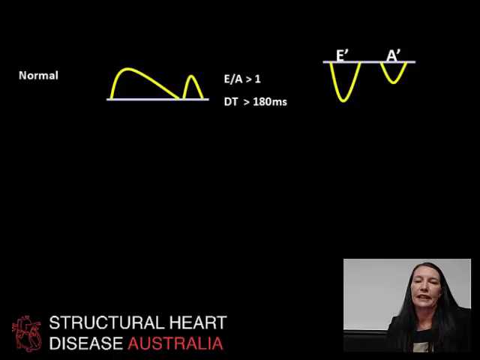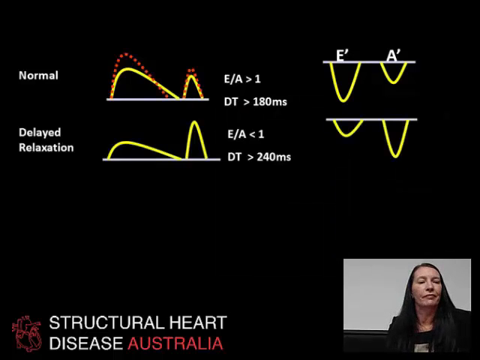If we look at normal, you can see that E prime and E is normal, and the deceleration time is normal, just like for the LV. We take a breath, the flow should go up, so both the E and A should go up, and the decel time may be decreased a little bit.